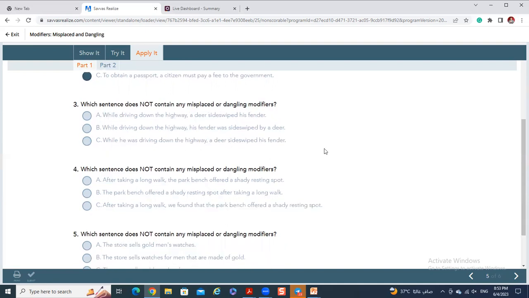Streamer Adam. While driving down the highway, a deer sideswiped his fender. While driving down the highway, his fender was sideswiped by a deer. While he was driving down the highway, a deer sideswiped his fender. Who is driving down the highway? What does fender mean? The part in front of the car. Okay. C.